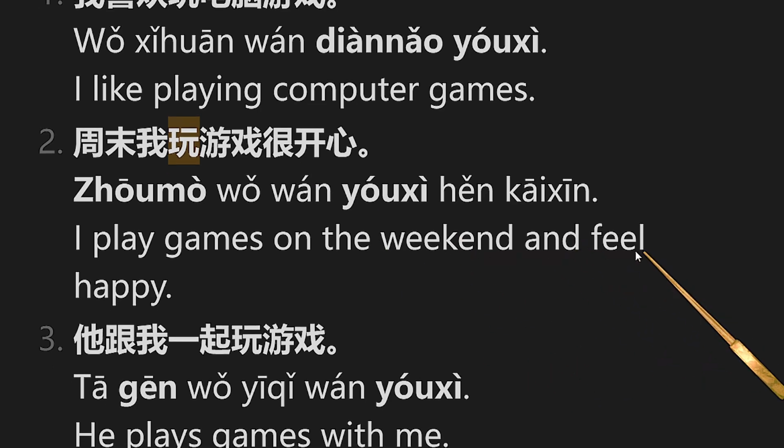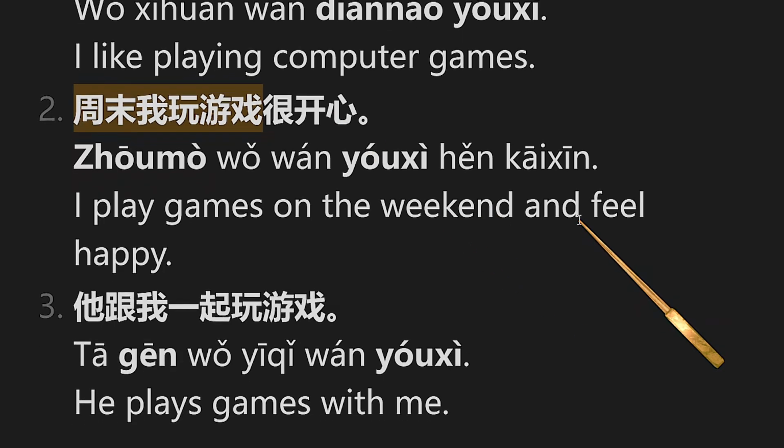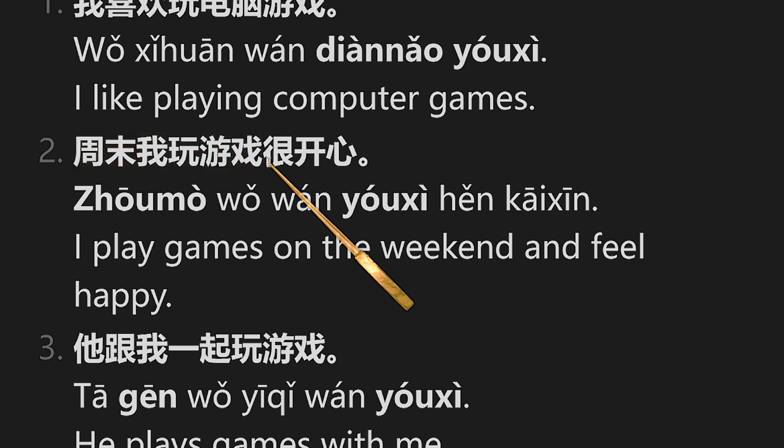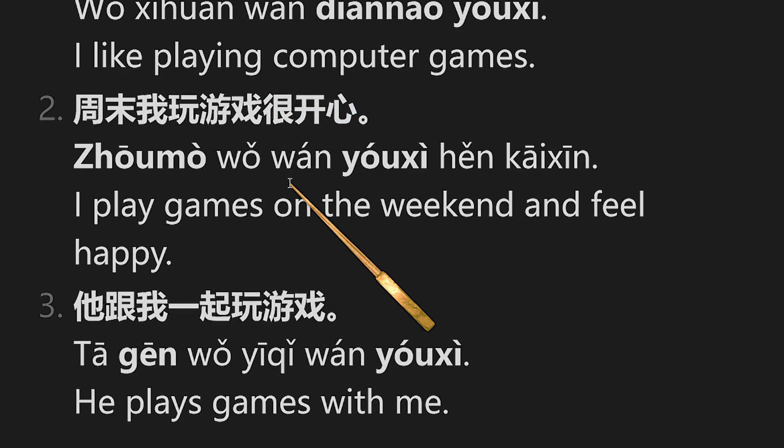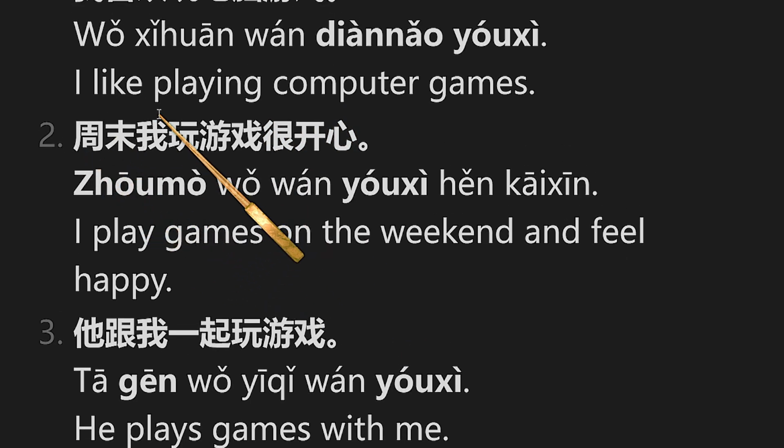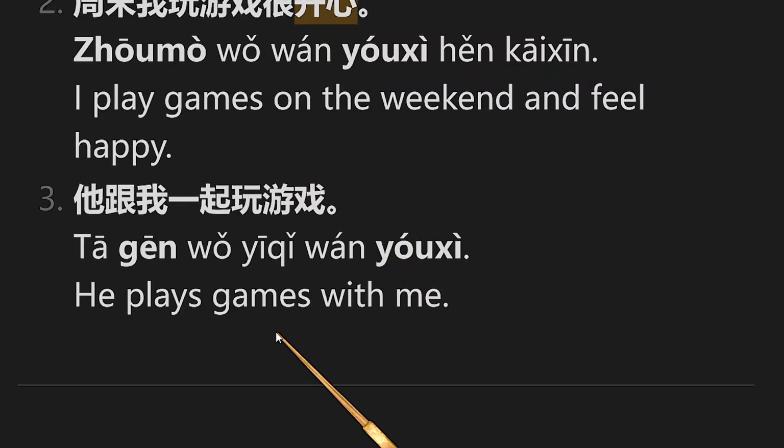But here it is "and feel happy." So it's because we can say 周末我玩游戏, I play computer games on the weekend. 我很开心, I'm very happy, and feel very happy. It's not happy to the game, it's to the person, to 我. But in Chinese they omitted the second 我. So it's a bit tricky. 周末我玩游戏很开心, and feel happy.